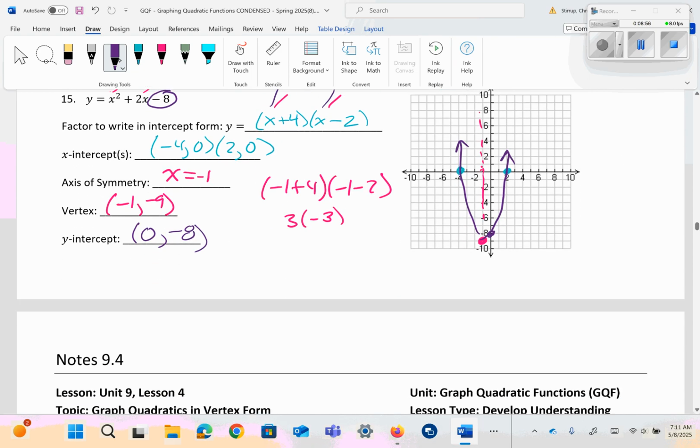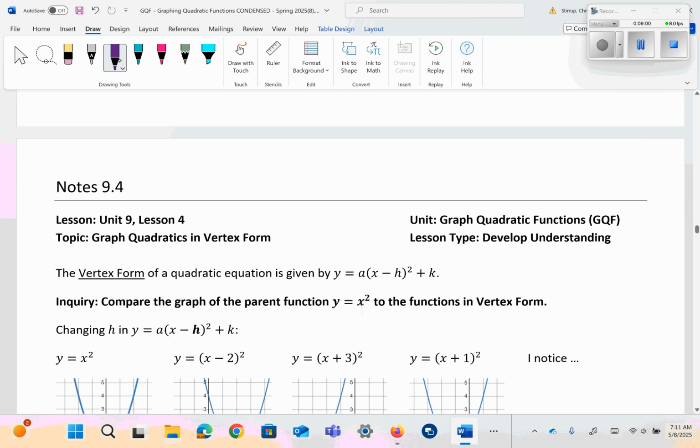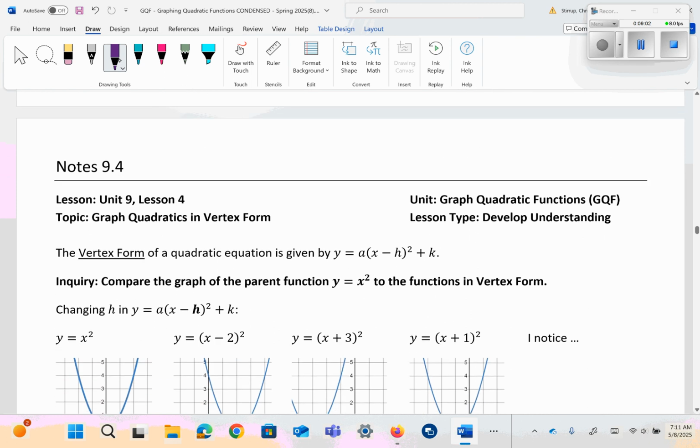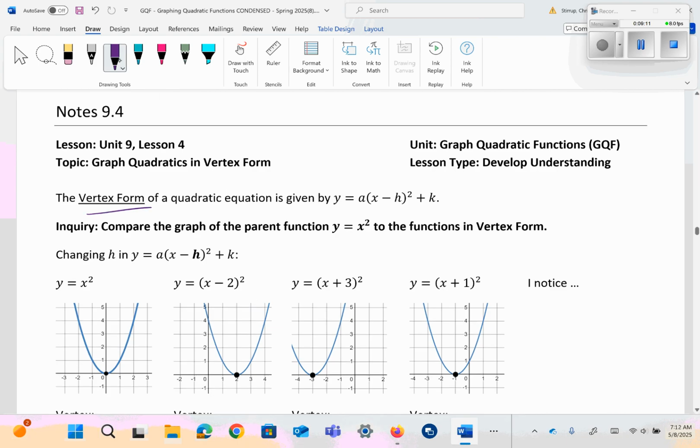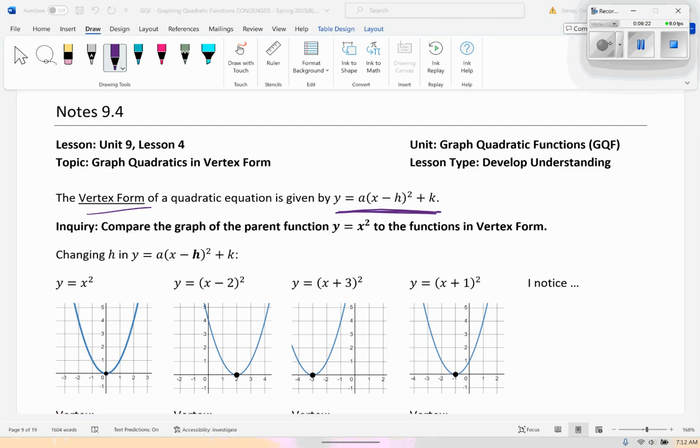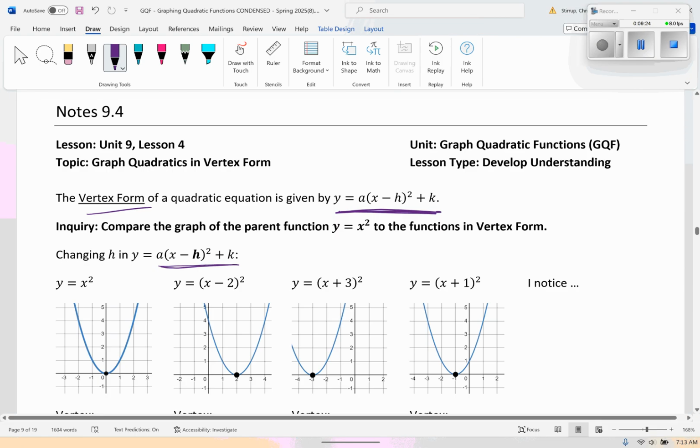Okay, make sure you have the next packet. We're going to start dealing with these when they are in a form called vertex form. So this is for packet 9.4. And they write this as the general form when we're not using any numbers. We just have letters to represent where numbers would be. All right, so we're going to change them to this form. So these are already in that form.